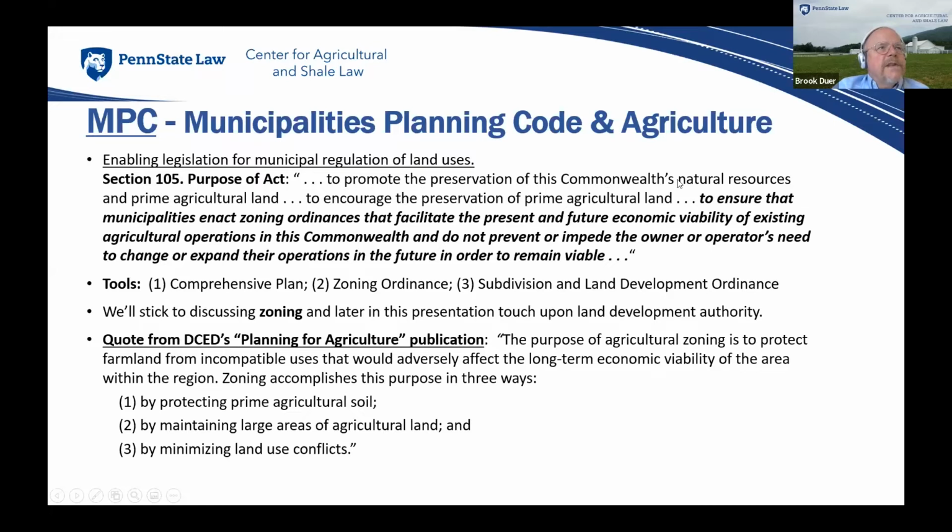To promote the preservation of the Commonwealth's natural resources and prime agricultural land. This is language right in the purpose of the MPC: to encourage the preservation of prime agricultural land, to ensure that municipalities enact zoning ordinances that facilitate the present and future economic viability of existing agricultural operations in this Commonwealth, and do not prevent or impede the owner or owners' need to change or expand their operations in the future in order to remain viable. Great stuff. Good stuff to put in briefs when you're in front of a municipal board of some kind, when you're trying to get approval for an ag client.